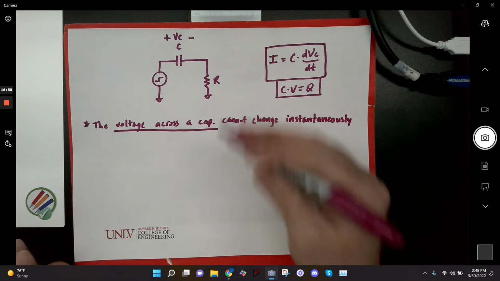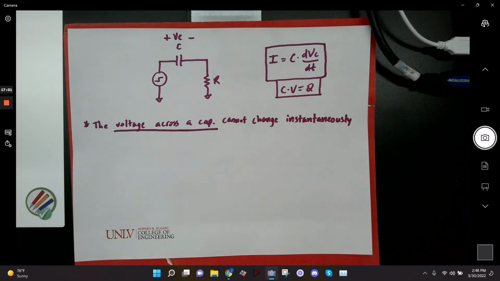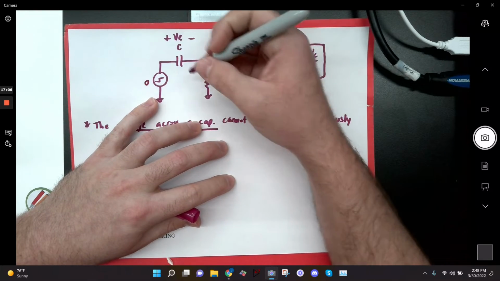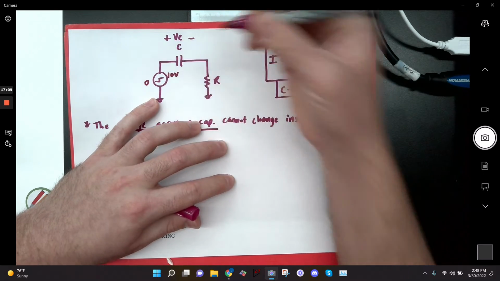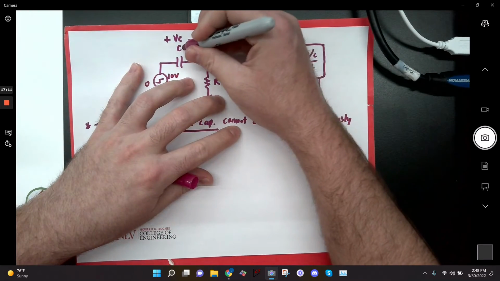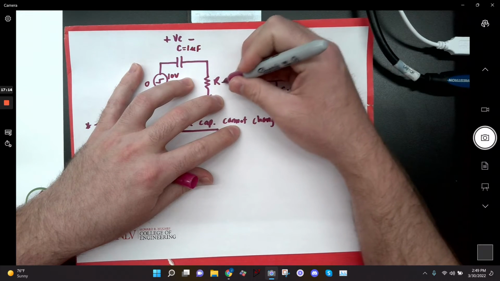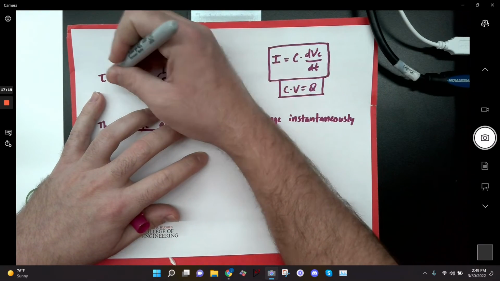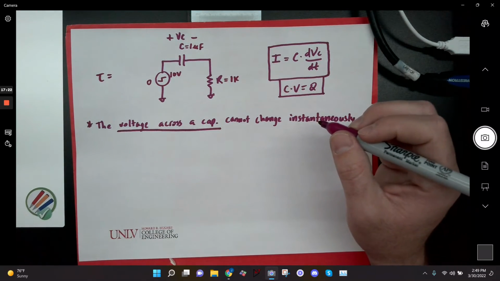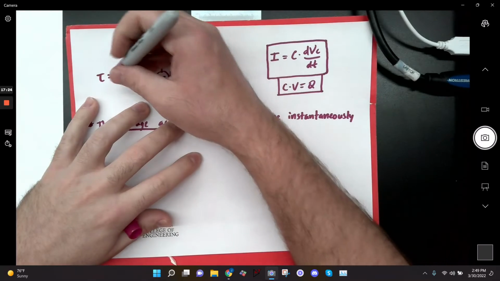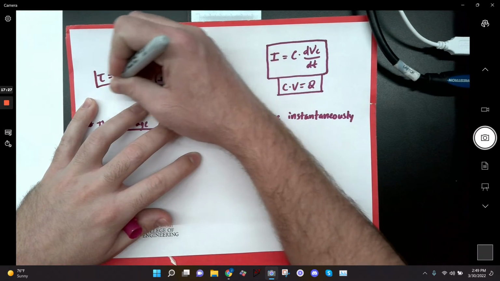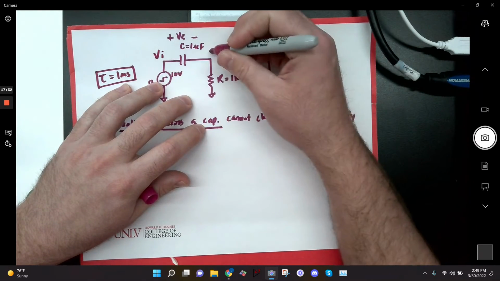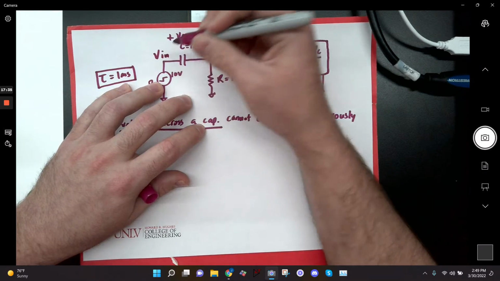So let's look at a circuit, an example of what would happen in this RC circuit. Let's say I start at a value of 0 and I charge up to a value of, say, 10 volts. Let's let this be 1 microfarad and this be 1 kilo ohm, just to make it easy. What's my tau? 1 what? Millisecond. Okay. Let's call this V in, and let's call this V out.